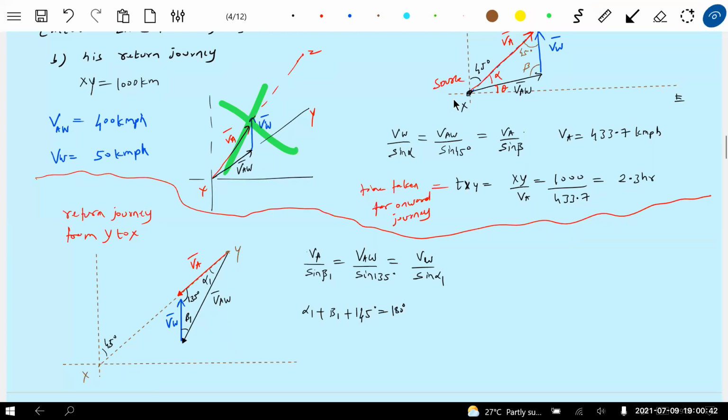Okay, now I'll end up the answer. I do have the answer luckily for this question. Sir, 135 is which one? Yes, this one. Alpha 1 plus beta 1 is 45, sorry, this is 135. Anybody answer?